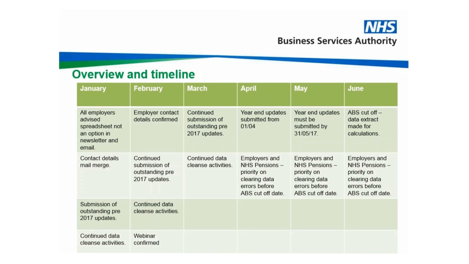April, May and June are the peak times of year for the NHS Pensions data team. To improve the service, we are providing support for POL employers who submit their year-end updates early. We will prioritise data cleanse activities for yourselves for the period from the 1st of April to the 28th of April. This means that early submission of your year-end updates will allow you to resolve issues before the cut-off date for the annual benefit statements on the 23rd of June.